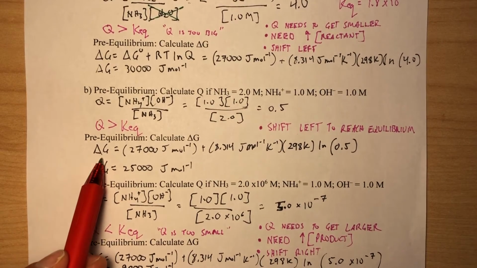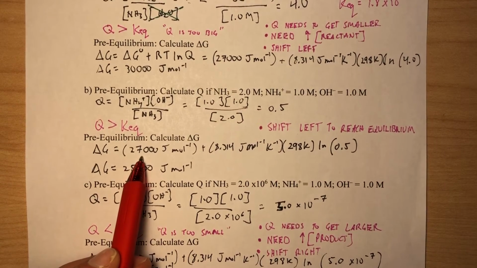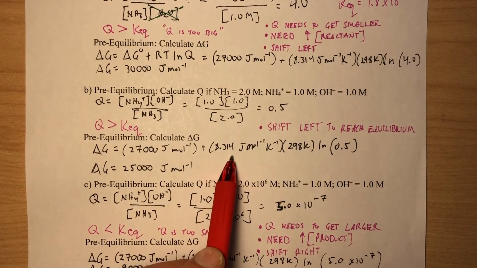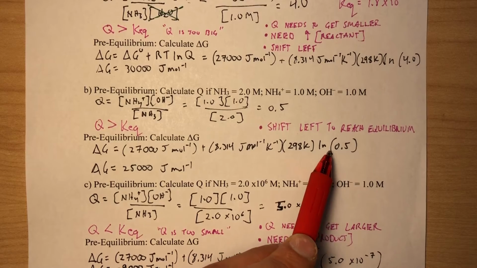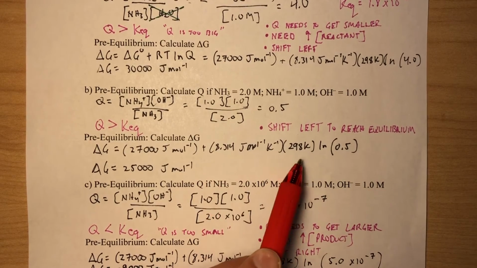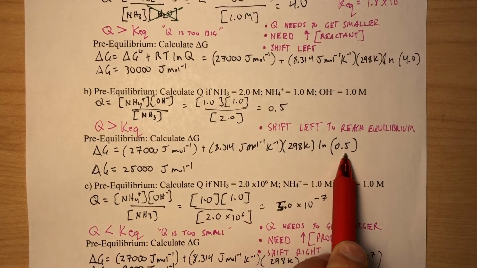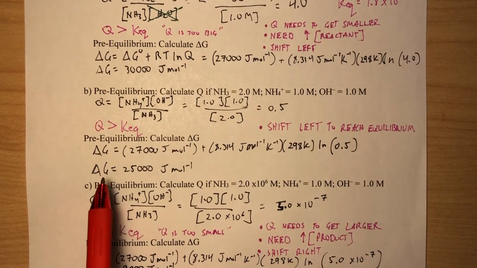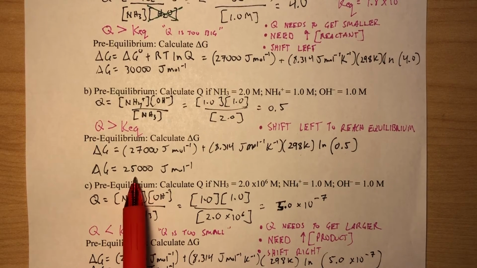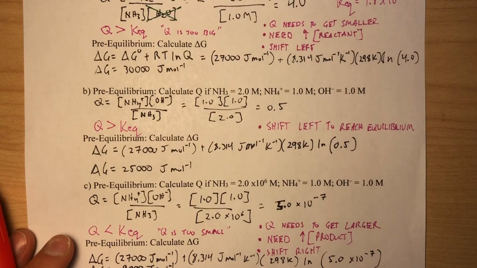For this situation, delta G would be equal to 27,000 joules per mole, that's our delta G naught, plus RT ln Q. So we have R times T, temperature, times the natural log of our Q, which is 0.5. All of this will show us that delta G is equal to 25,000 joules per mole.